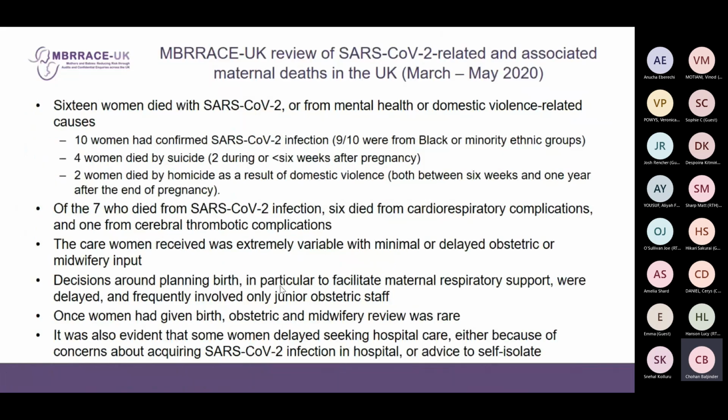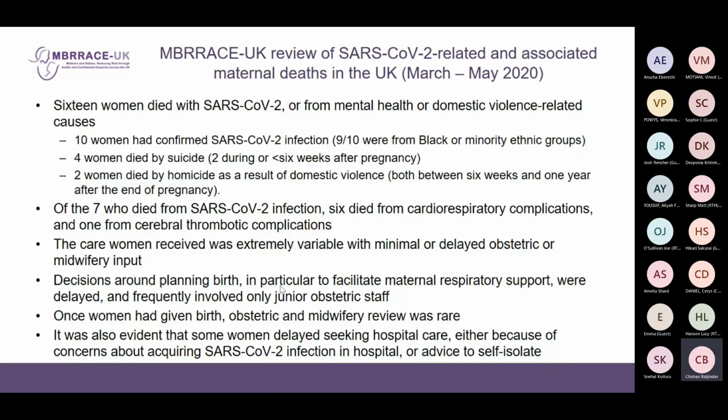A bit more information. Embrace did a special type of review just between March and May last year to look at the trends and come up with learning and recommendations related to COVID. In that time, they found that 16 women had died from either COVID or, I don't know why they've grouped in here, mental health or domestic violence related causes. Sorry, they were looking at all maternal deaths in this March to May timeframe. As a lockdown effect? Yes, that's a better way to put it. Thank you, Joe.